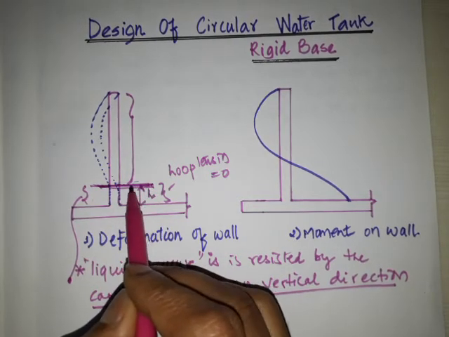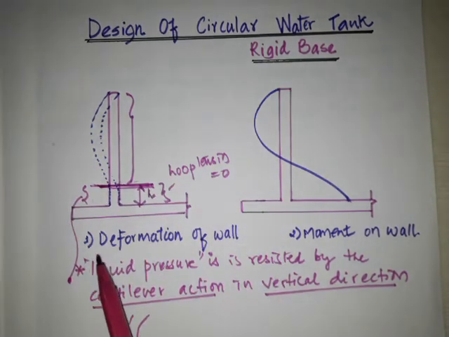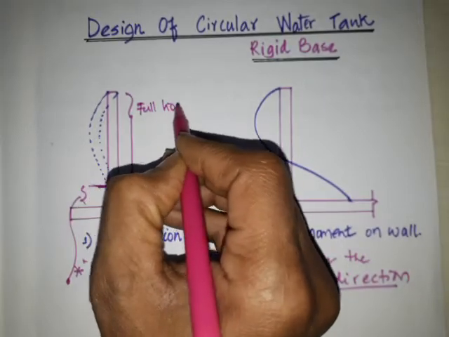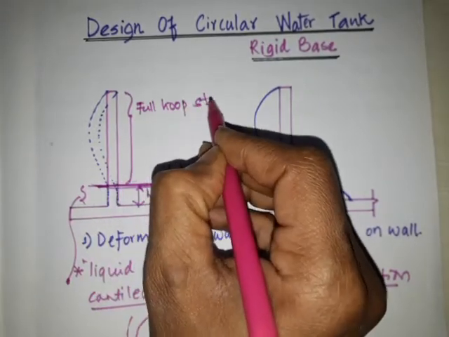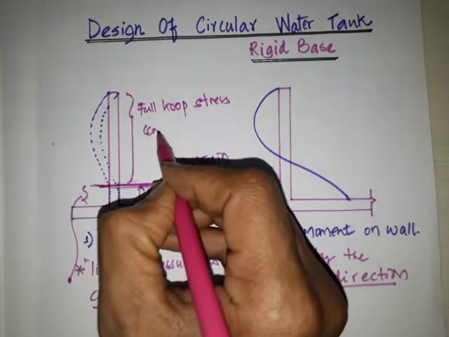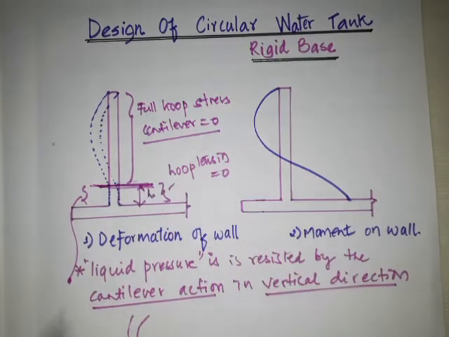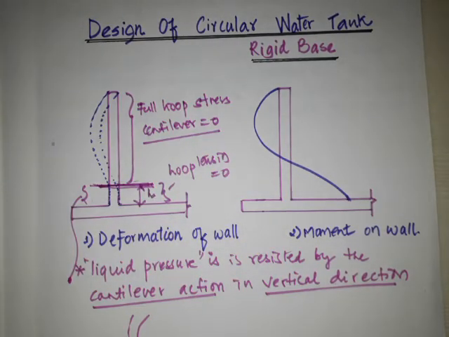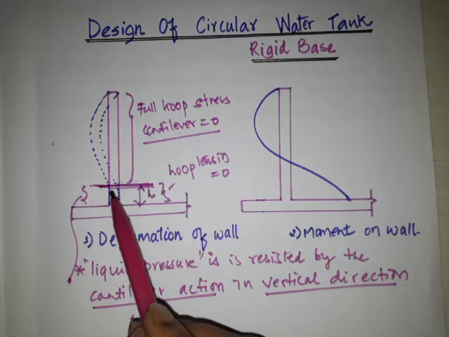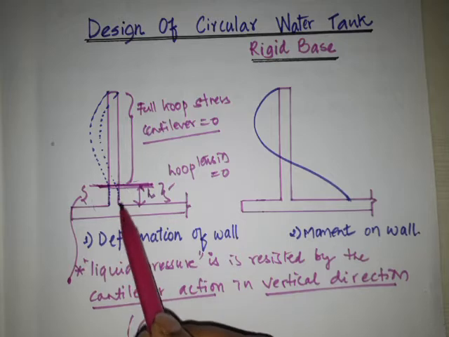After this, what will happen? The wall will be subjected to full hoop stress. So here we will get full hoop stress. In this zone we get full hoop stress, and the cantilever action will be zero. So these 2 points are very important. The behavior will differ here with respect to the water pressure, because of the fixity at the base.